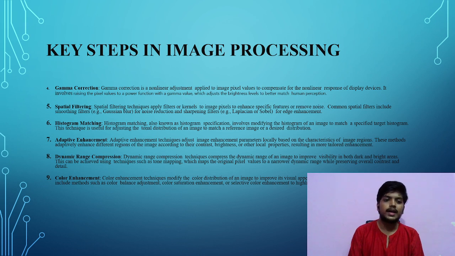Dynamic range compression. Dynamic range compression techniques compress the dynamic range of an image to improve its visibility in both dark and bright areas. This can be achieved using techniques such as tone mapping, which maps the original pixel values to a narrower dynamic range while preserving overall contrast and detail.